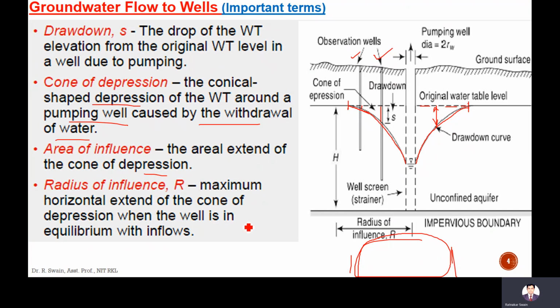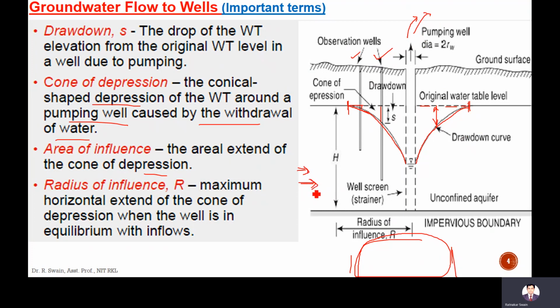Radius of influence is the maximum horizontal extent of the cone of depression when the well is in equilibrium with the influx. First when pumping started, there will be a decrease in level. After some time, there will be more decrease and the areal extent will increase gradually. After some time, what will happen? The inflow into the groundwater, or you can say recharge to the groundwater, will be the same as the pumping discharge. The water which we are taking out, the pumping discharge, will become the same as the water joining the water table.